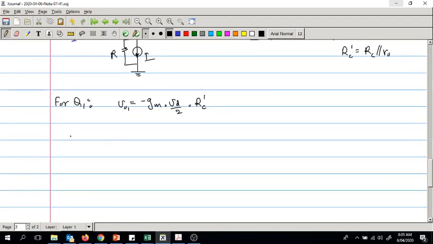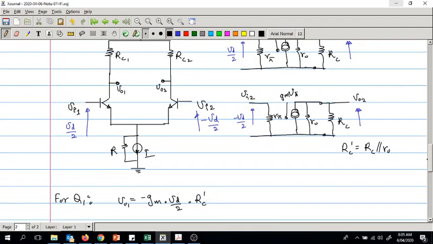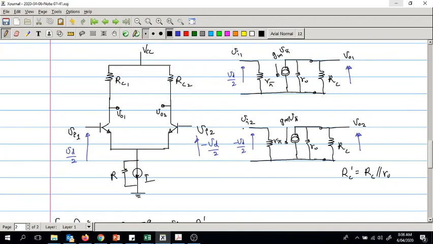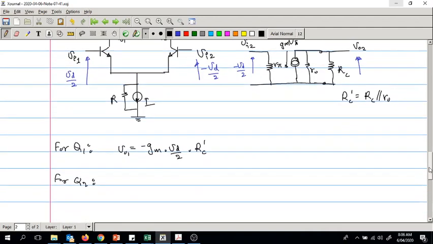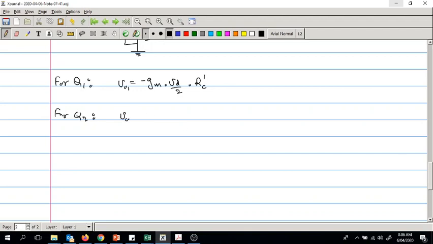So for Q2, can you write that equation? Is it much different from the previous one, or is it just a matter of putting in Vd minus Vd by 2 in the place? In that case, V out 2 equals Gm Vd by 2 into Rc dash. Or if you write it properly, this will be minus, right?